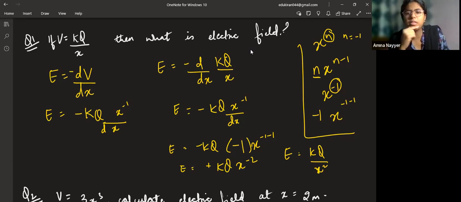All right, note this down. This is just the derivation from V is equal to kq by x. Just derive it, you will get the electric field's value. Note it down.